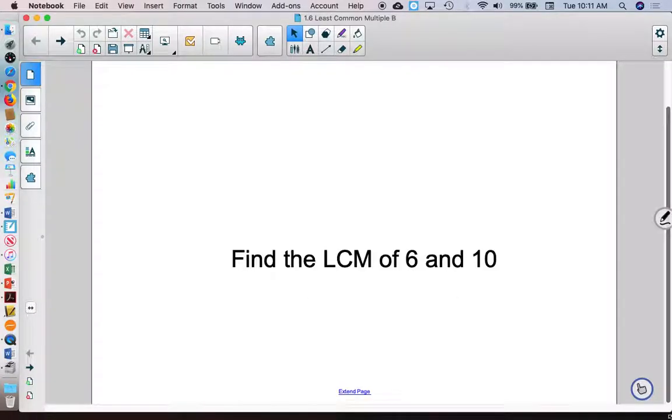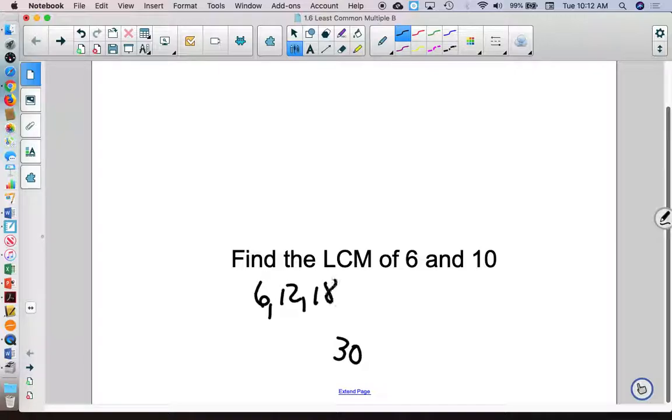What is the LCM of 6 and 10? 30? Everybody agrees. This one was 30. This one's easy to go by multiples, isn't it? They're both small. And I know I've got 6, 12, 18, 24, 30. Well, that's pretty simple. And I know 10 times 3 is 30, right? So 30 was really easy.